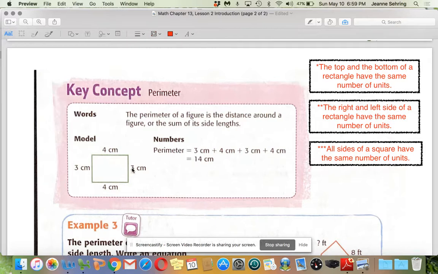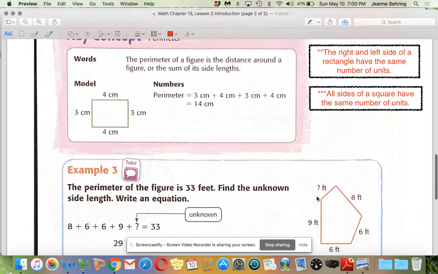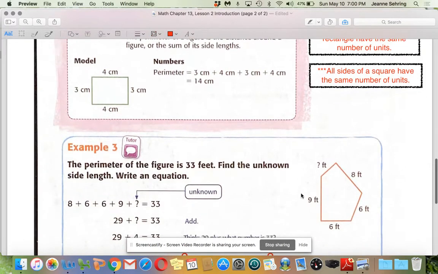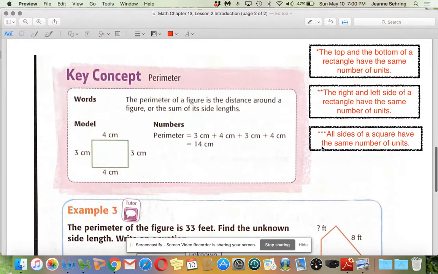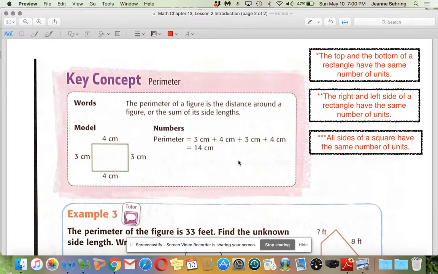In a rectangle, the right and left sides are going to have the same number of units, 3 and 3. The perimeter is when you add all of these sides together and get the total. Now, if you had a square and not a rectangle, then all of the sides would have the same measurement. But then you could have something crazy like this down here where all the sides are different and you don't know. But that's okay. It just makes it fun. It's just like each one's a puzzle.